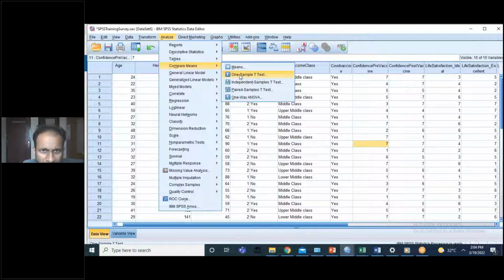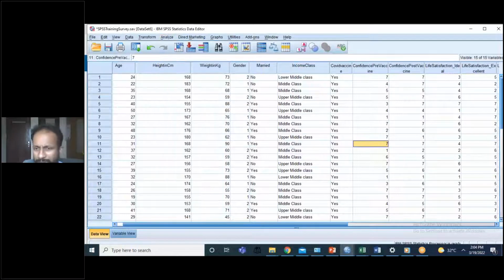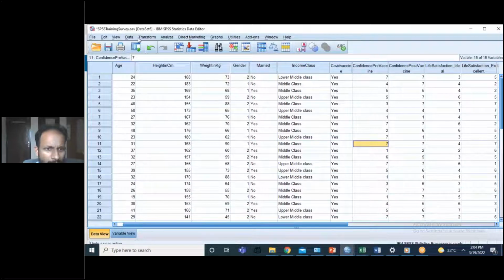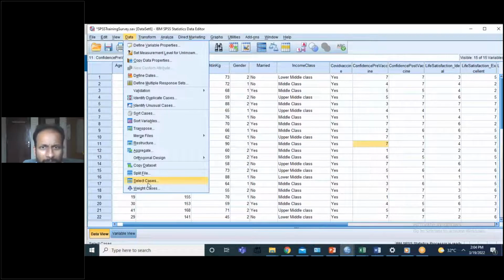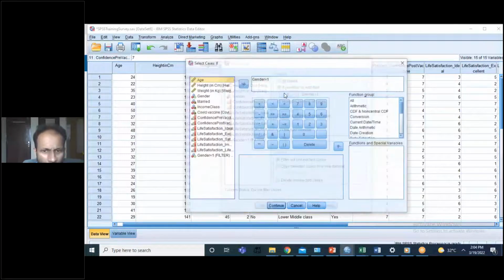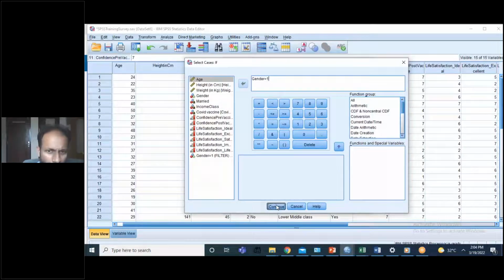So one sample t-test, okay, I choose this. Yesterday we did this. We considered height, and then we filtered out all the females and considered only males. How did we do that? We went to the option called Data, and then we went for Select Cases. We got into the if condition. We mentioned gender is equal to 1, which filtered out all the females, and we chose only the males for our data.